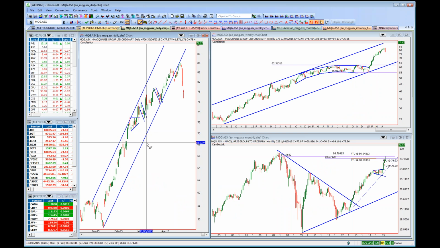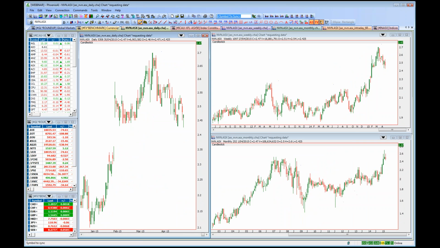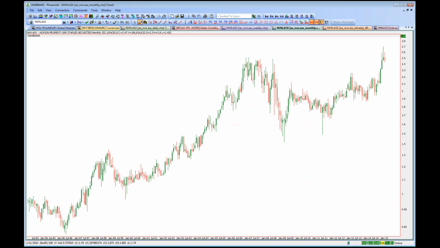Now, change of tone. We're out of all those. Someone wants NVN. I've never done that one before. Let's look at the monthly. It certainly is in an up move, isn't it?